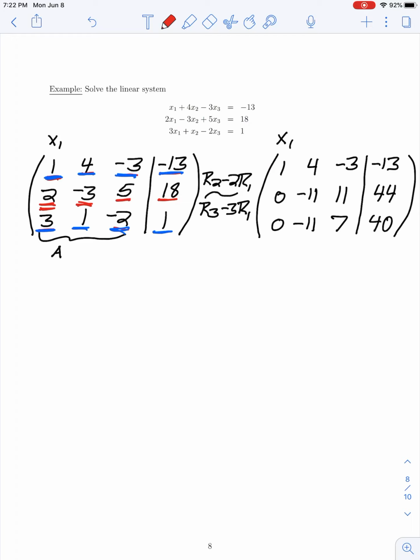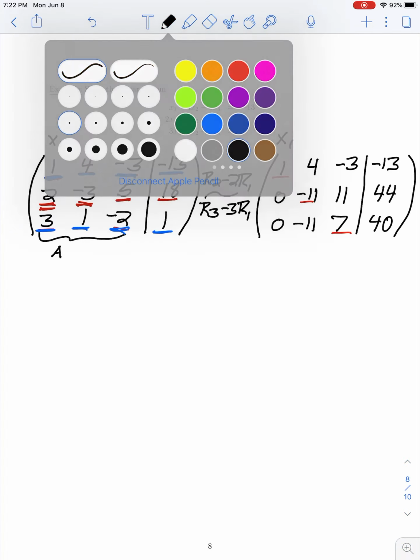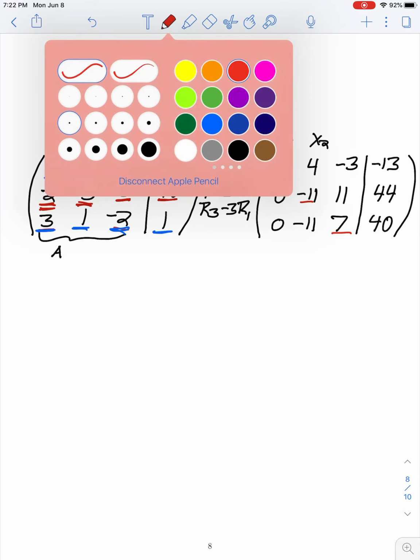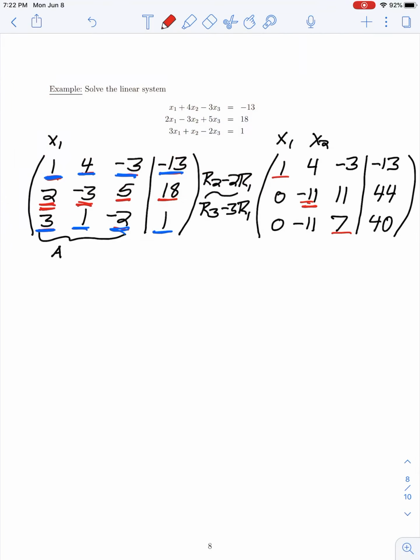Remember, I'm trying to reduce this to something of the form with 1s on these diagonal entries and 0s everywhere else. So my first column is exactly what I want. Now, in order to keep simplifying and change our second column, which is the coefficients for x2, into the form that we want, recall that we want to have a 1 for this diagonal spot. So there's a few ways that I could go about getting it here.